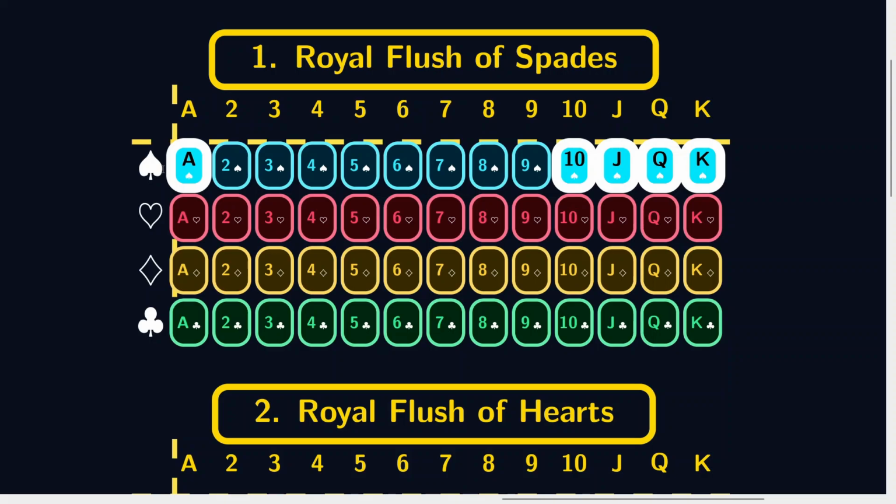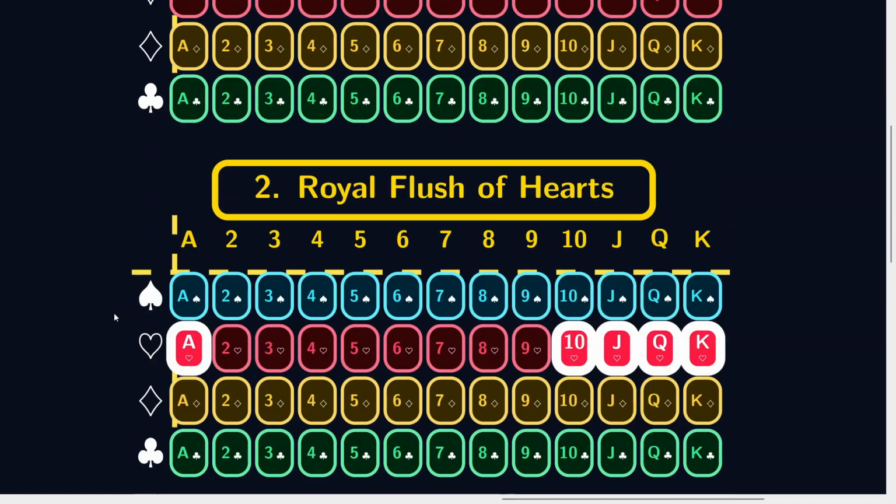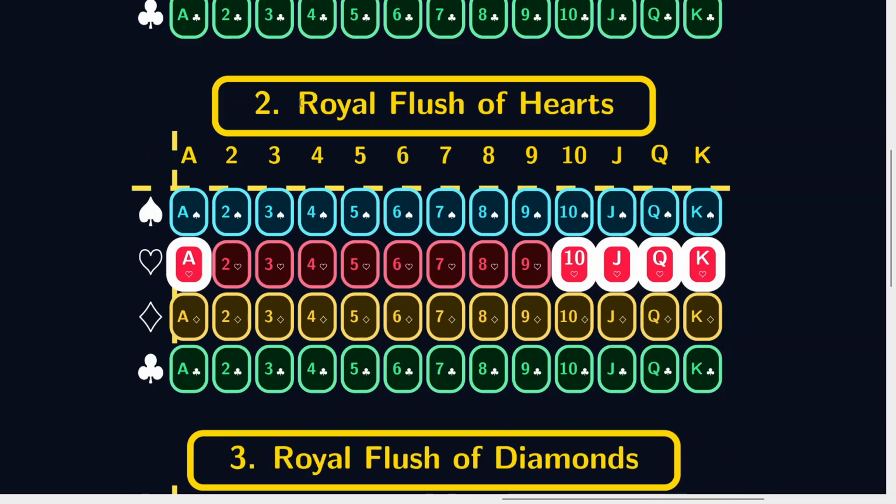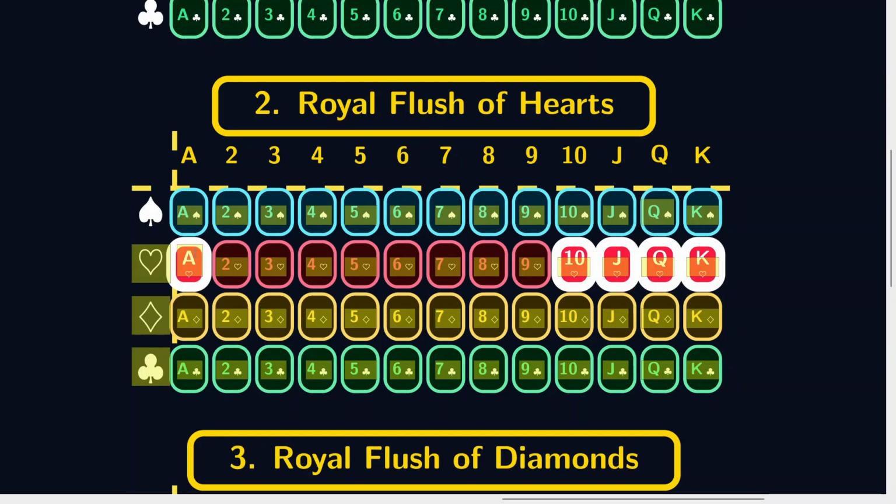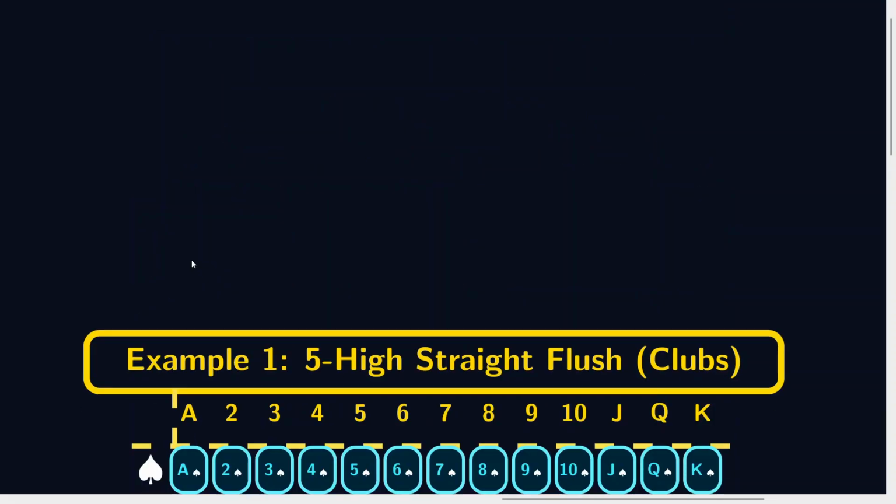Let us look at all 4 possible royal flushes, because there are exactly 4, one for each suit. The first is the royal flush of spades. All 5 dots sit in the spades row, the top row of the grid. We see the ace of spades, the 10 of spades, the jack of spades, the queen of spades, and the king of spades, all highlighted, flat across the very top of the grid. The second is the royal flush of hearts. All 5 dots sit in the hearts row, the second row. Ace of hearts, 10 of hearts, jack of hearts, queen of hearts, king of hearts.